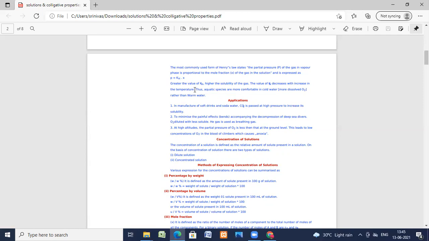Okay, so this Henry's law can be applied in different ways. One application of Henry's law is in the manufacture of soft drinks and soda, where carbon dioxide is passed at high pressure to increase its solubility. P is proportional to M, or P is proportional to X.